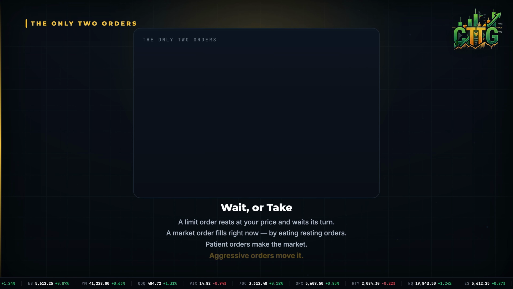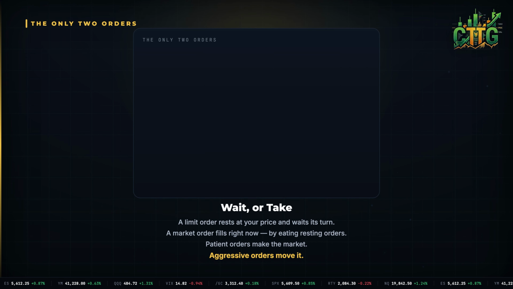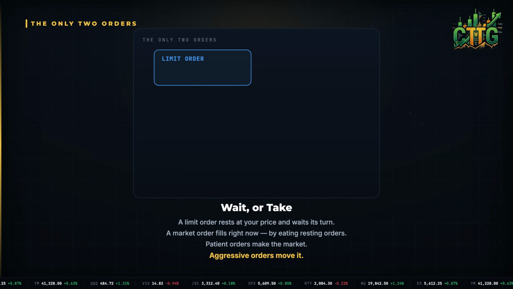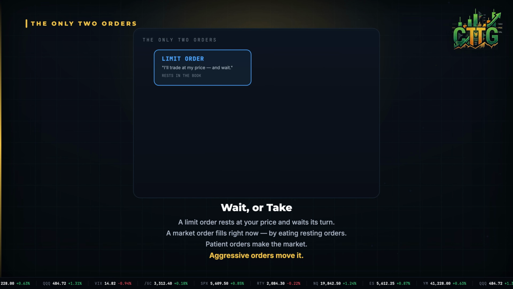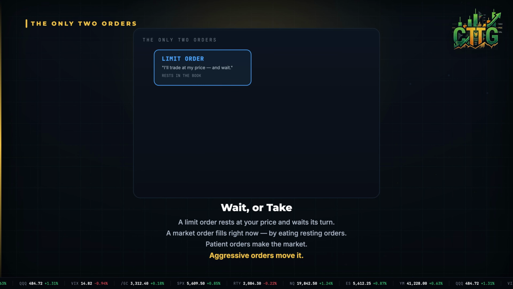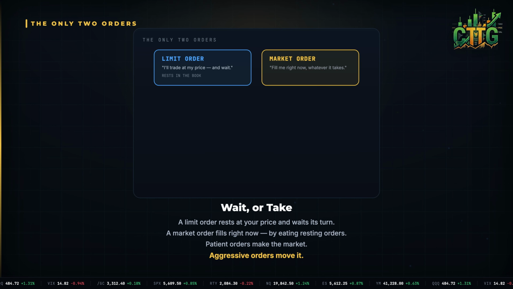There are only two kinds of orders in the entire market. Everything else is a variation. A limit order says, I'll trade at my price or better, and I'll wait. It rests in the book. It becomes one of those numbers on the ladder. A market order says, fill me right now, at whatever price is available. It doesn't wait, it takes.